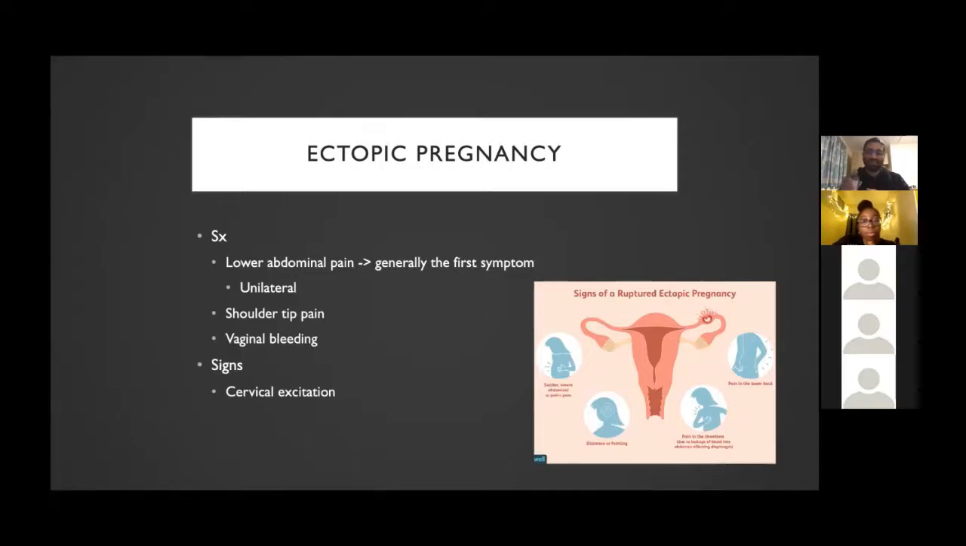Yeah, the main one that everyone's put is PID. PID is one of the main causes of cervical excitation, and generally they do it in people with suspected PID to rule out appendicitis, because appendicitis can also be a differential with someone presenting with symptoms similar to PID.